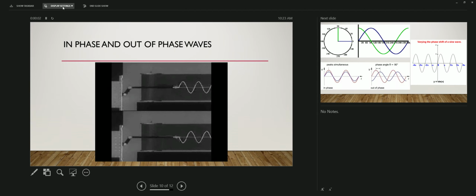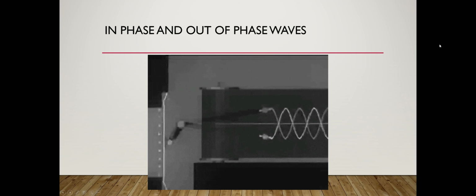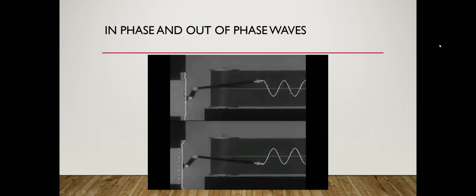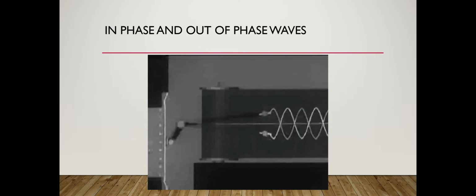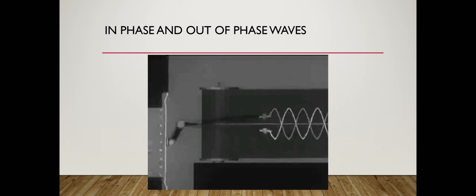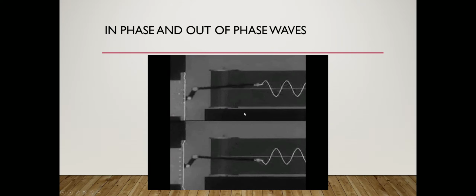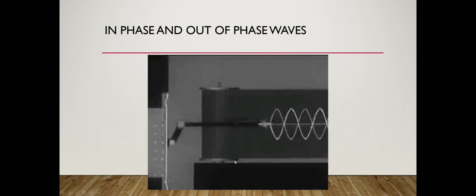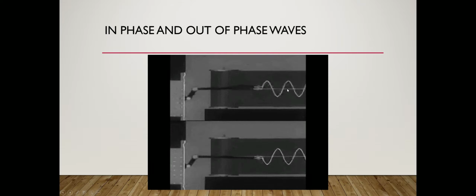Now let's take a look at these two waves. How do we explain constructive and destructive interference? How do we explain these two things? So in this GIF, there's one situation right here, and there's another situation right here. And so what happens is that these two GIFs are being combined.